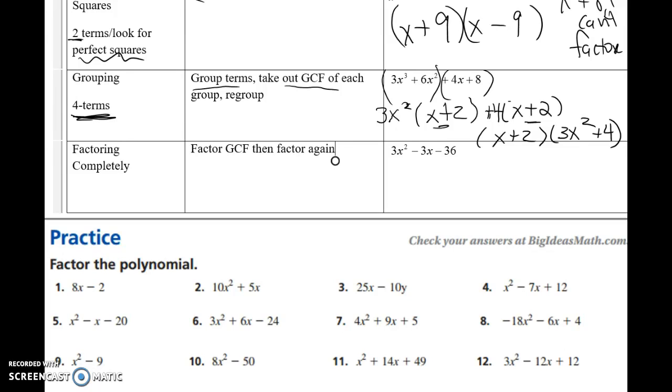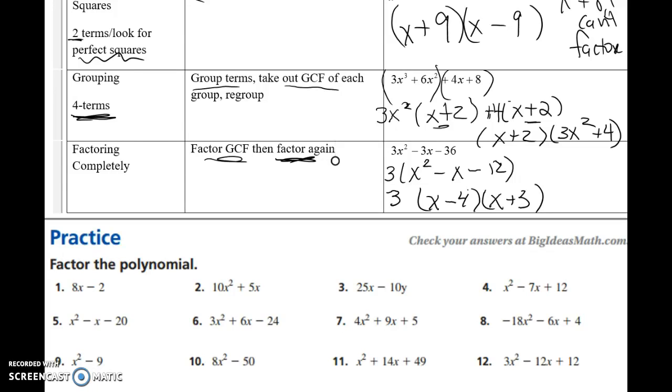Our last topic is factoring completely, and basically you're going to look for a GCF, and after you've factored once, you're most likely going to be able to factor again. So in our example, I notice I can take a GCF of a 3 out. So I take out my 3, and I'm left with x squared minus x minus 12. Notice the trinomial I have left is an easy trinomial and can be factored again. Remember, easy trinomials break down into 2 parentheses. I put the x's in front, and then I think of factors of 12 that subtract to equal negative 1. That'll be a negative 4 and a positive 3.